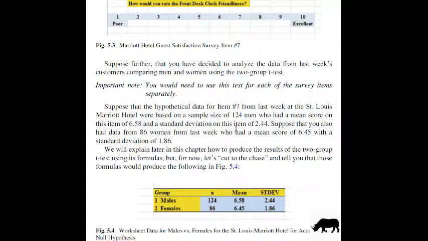Suppose that the hypothetical data for item number 7 from last week at the St. Louis Marriott Hotel were based on a sample size of 124 men who had a mean score on this item of 6.58 and a standard deviation on this item of 2.44. Suppose that you also had data from 86 women from last week who had a mean score of 6.45 with a standard deviation of 1.86.